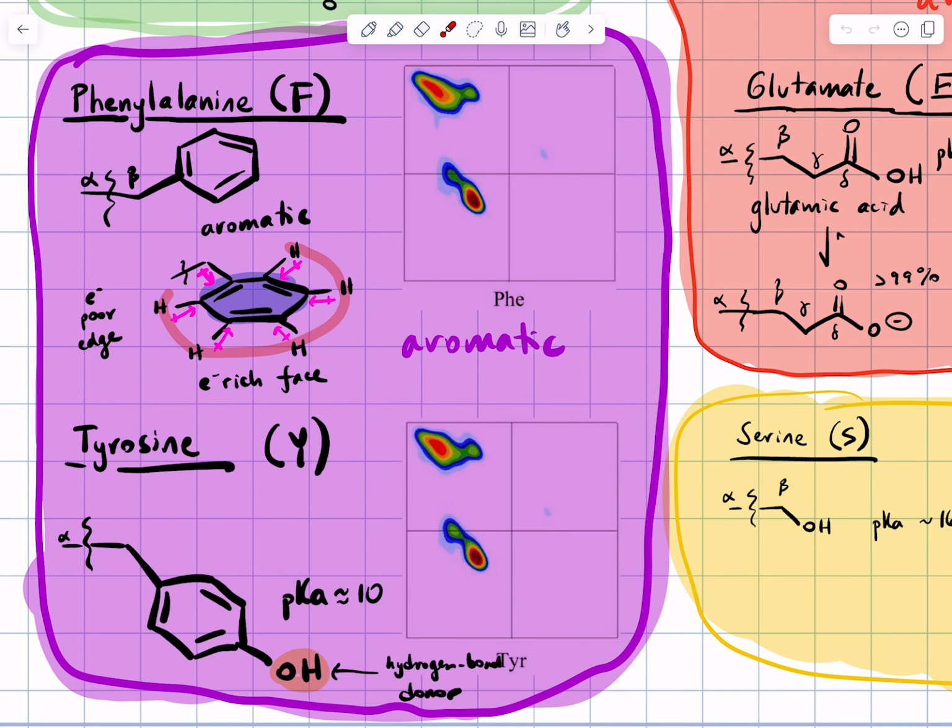Tyrosine is like phenylalanine, only we've taken the para carbon and we've put an OH group on it. We use the one-letter code Y because we're going to use T for something else, and this is BYU's favorite amino acid.